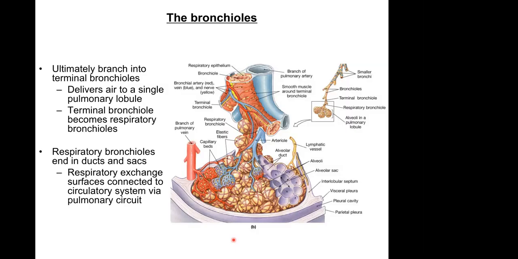Then from trachea, it travels to the left or right lung. So left bronchus or right bronchus. It goes to primary, secondary, tertiary, and terminal bronchiole. Finally it goes to respiratory bronchiole. Then respiratory bronchiole ends on a dead end called alveolus. Individually, they are alveolus, plural is alveoli. Millions of these microscopic structures are in our lung.